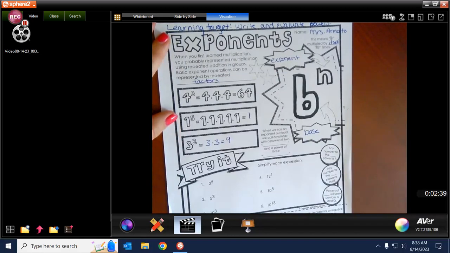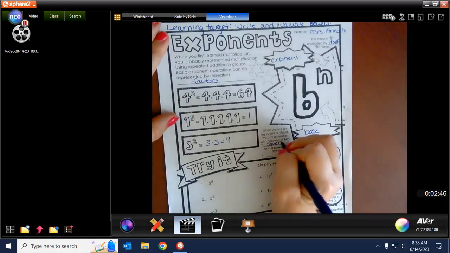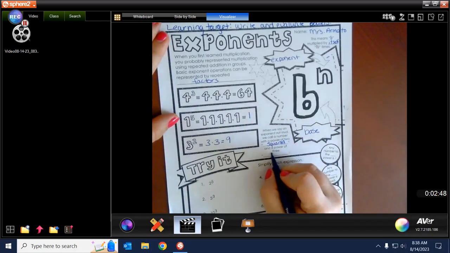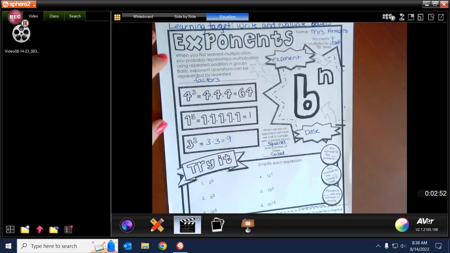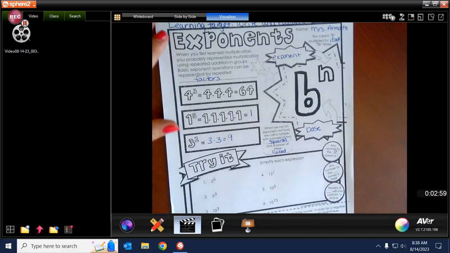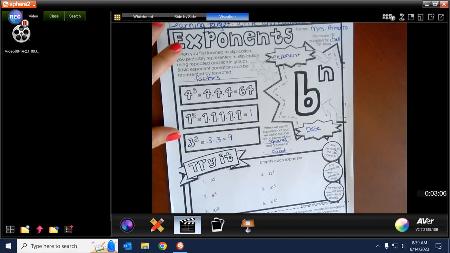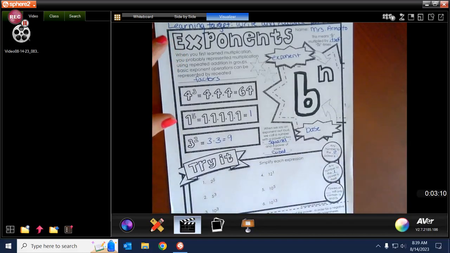When we say an exponent out loud, we call a number with a power of 2 squared and a power of 3 cubed. And any number to the power of 0 is 1, so the 0 power is 1. And any number to the power of 1 is itself.